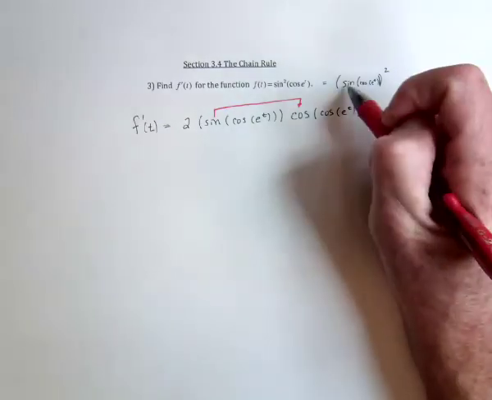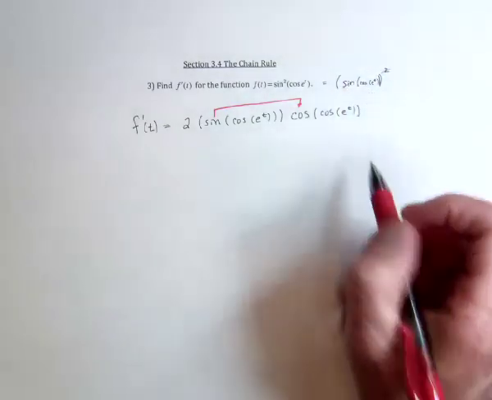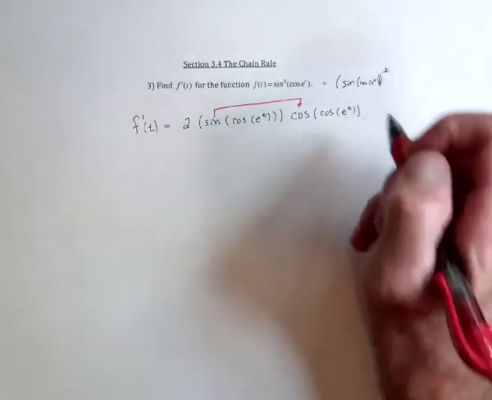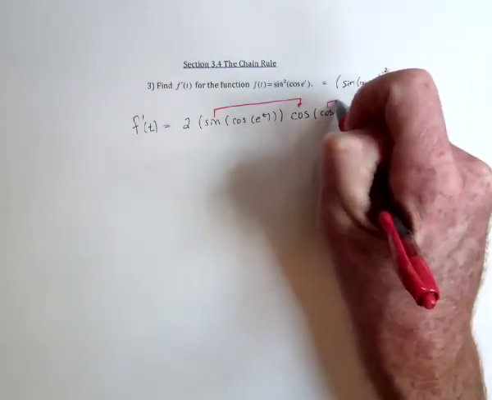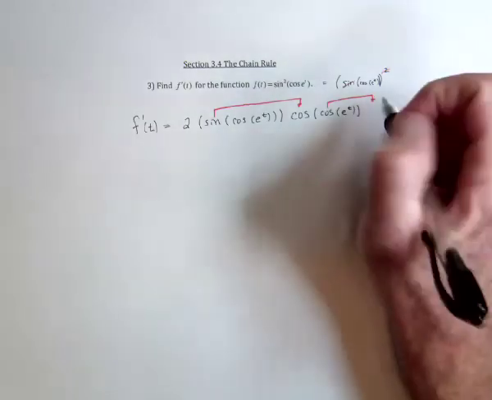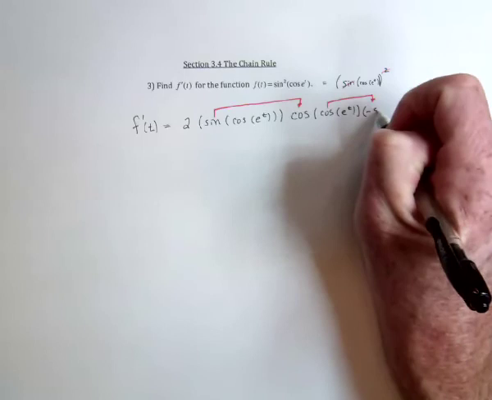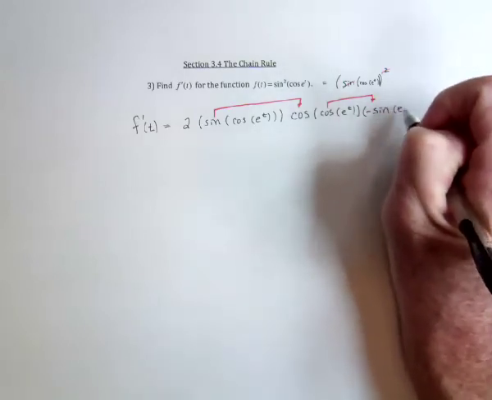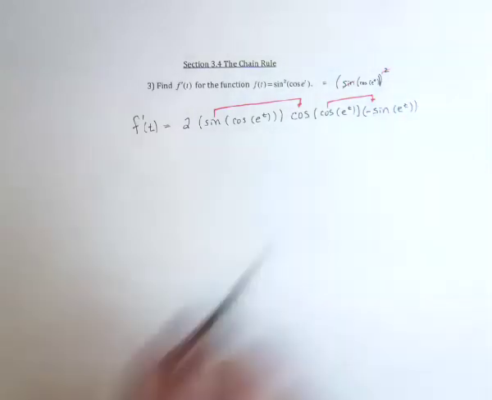So now we're done with the square, we're done with the sine, we're now to the cosine function. So then for the cosine function, take the derivative. Derivative of cosine is negative sine, and then it stays e to the t.